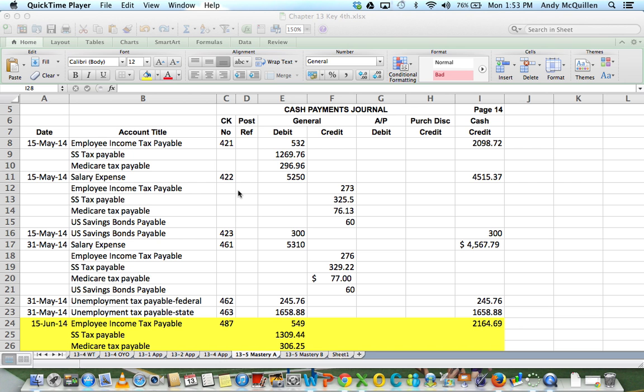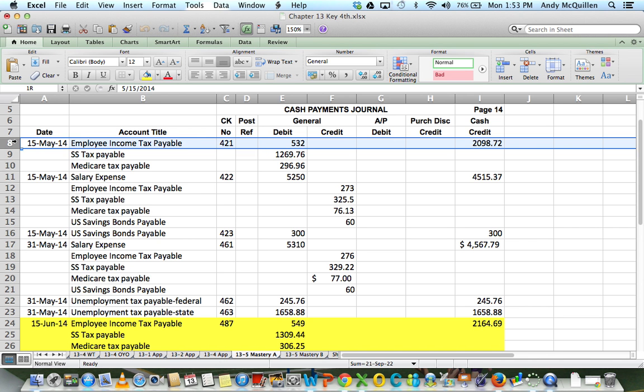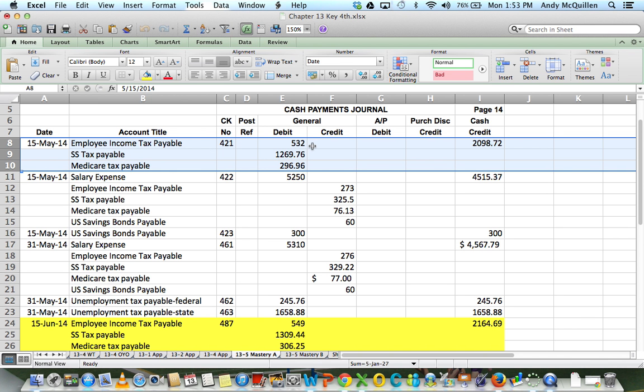Okay, we have to do a little bit of math on this one, and there's a reason for that. Employee income tax is given to you, that's the 532. Social Security and Medicare you have to double. And the reason is because the employer and the employee both pay in the same amount. Well, you are given the employee numbers, not the employer and the employee. So you have to take it times 2. That's how I get 1269.76 and 296.96. The total of those three numbers goes over here in cash credit.